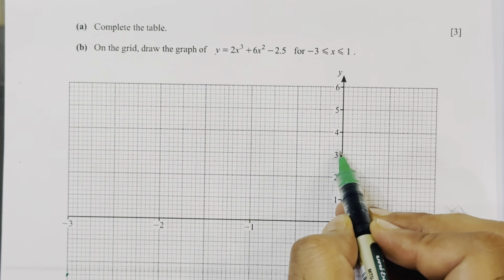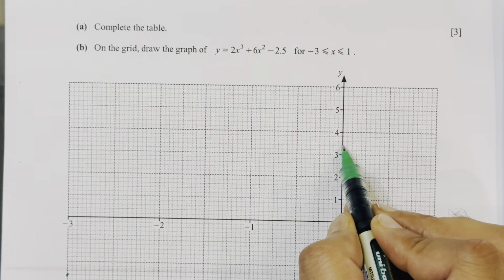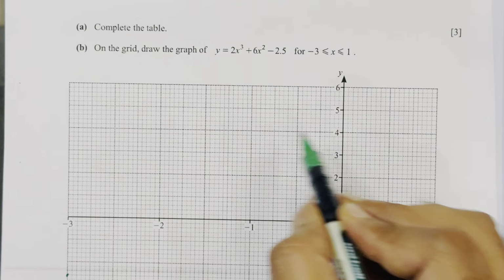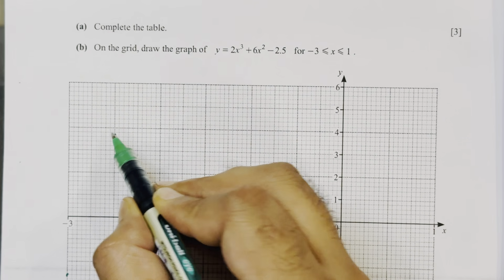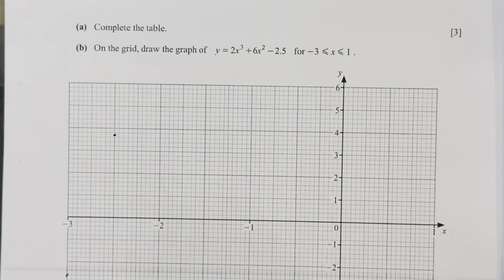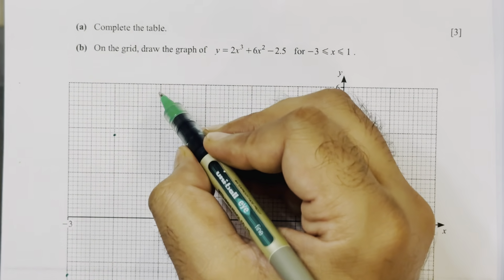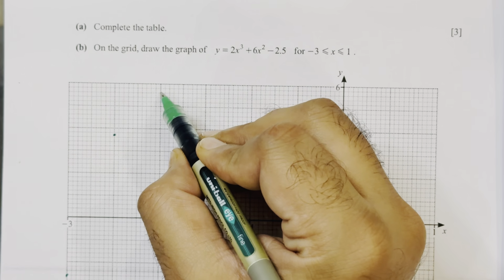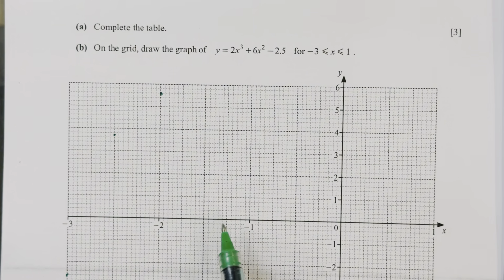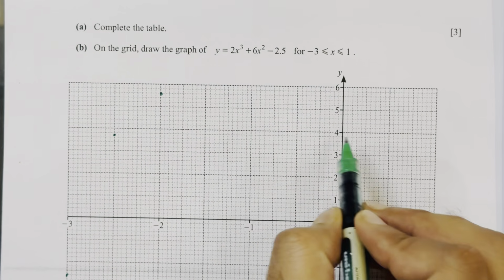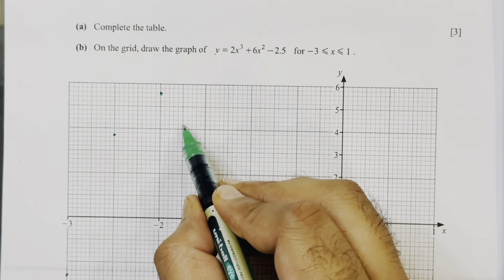This is 3.2, 3.4, 3.6, 3.8. So it should be between 3.8 and 3.6. So this would be our point. And when the value is minus 2, the value is 5.5. And when the value is minus 1.5, the value is 4.25. So this would be over here.